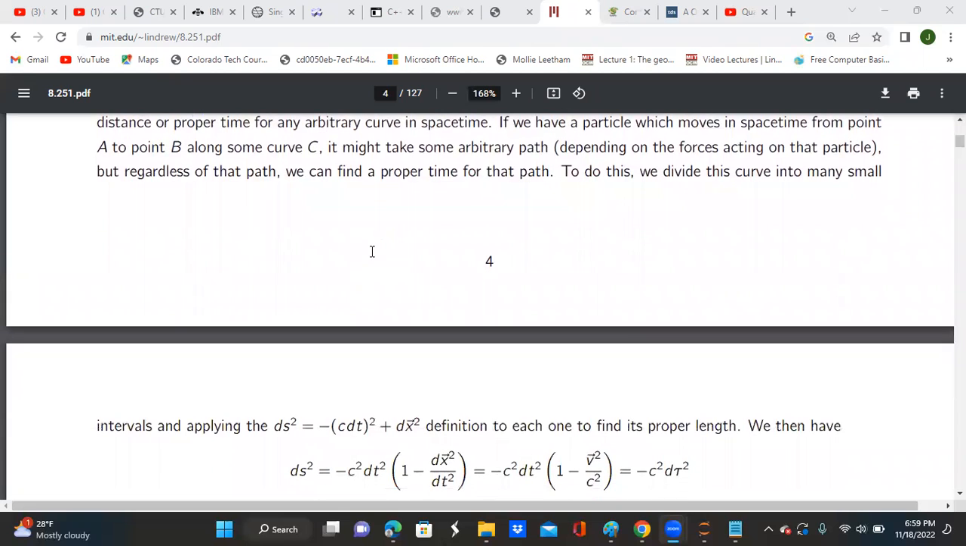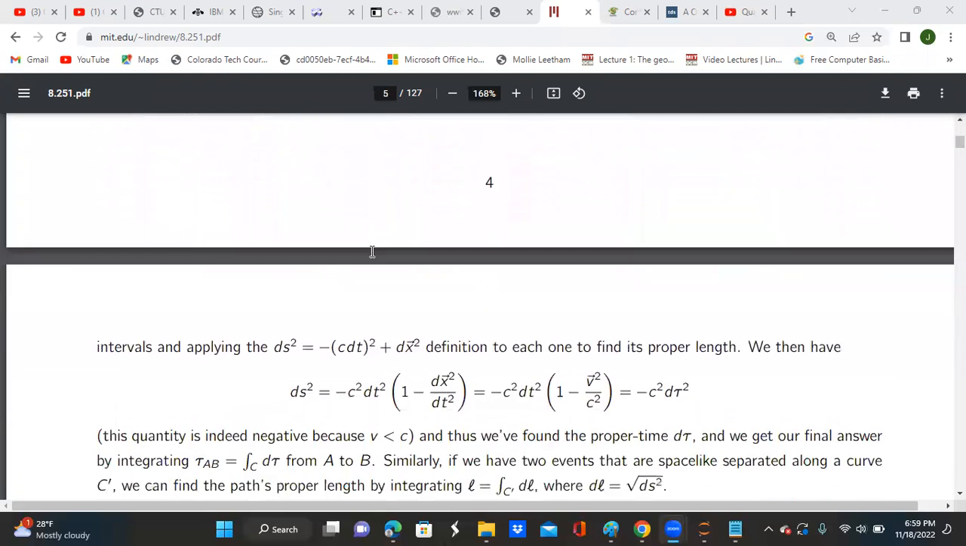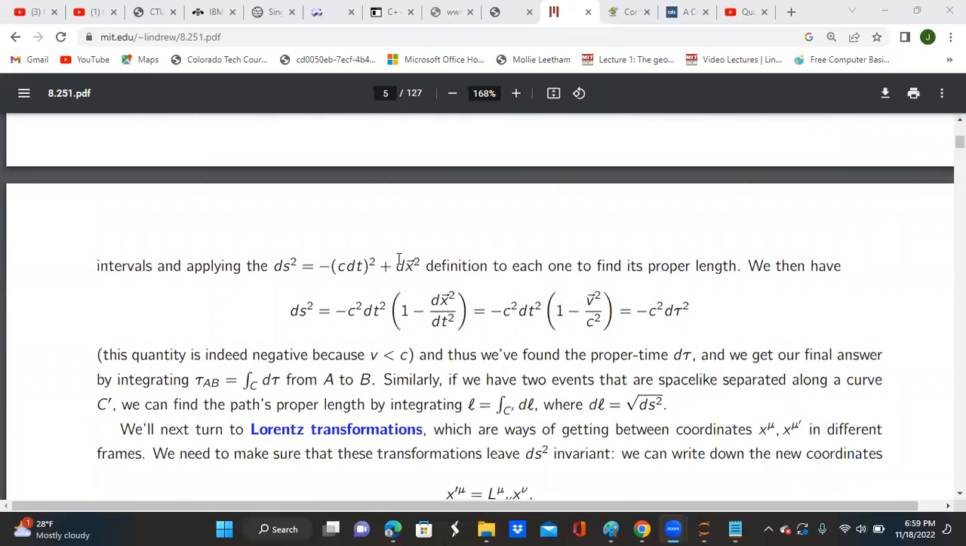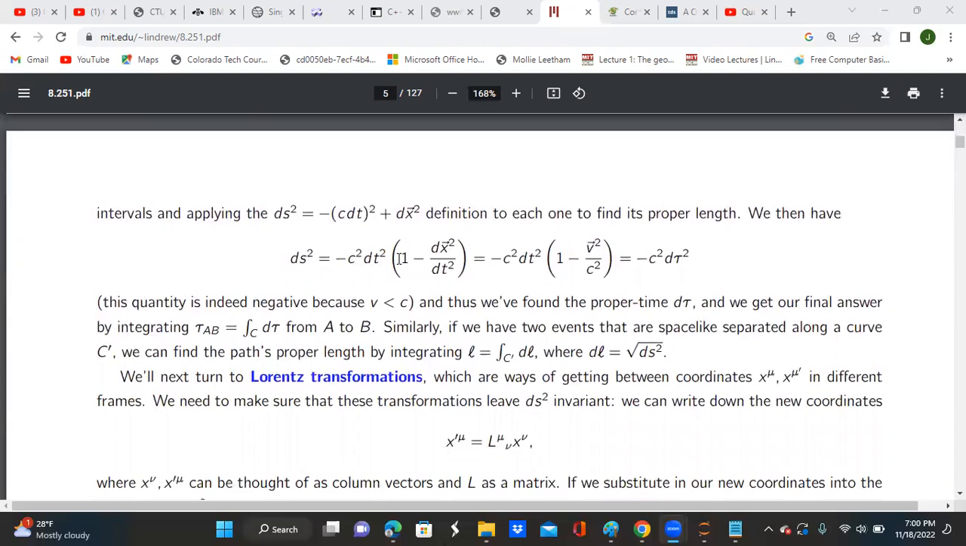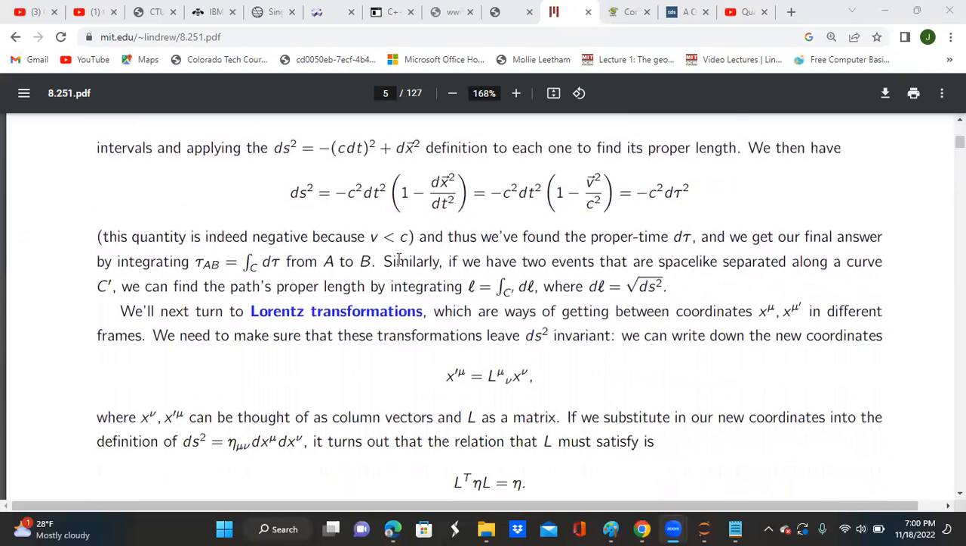If we have a particle which moves in space-time from point A to point B along some curve C, it might take some arbitrary path depending on the forces acting on that particle. But regardless of that path, we can find a proper time for that path. To do this, we divide this curve into many small intervals, and apply the ds^2 equals −c^2 dt^2 plus d(x vector)^2 definition to each one to find its proper length. Then we have the following.